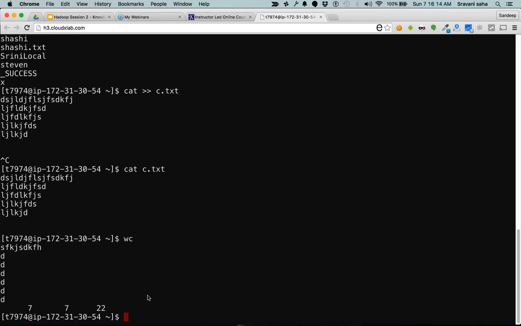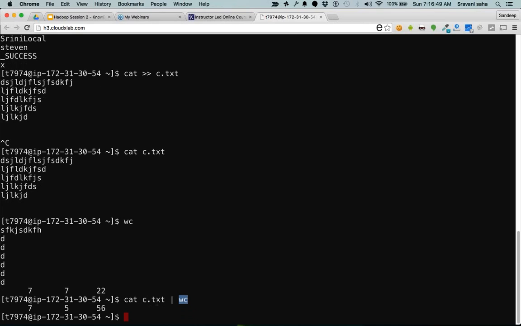Now WC can also take input from another program, because WC can take input from standard input. If we change the standard input to say this, now WC, instead of waiting for you to write, will take the input given by cat. In other words, cat is giving out the data to standard output and WC is reading it. Now you can see that it has done the word count and character count on the input provided by cat.